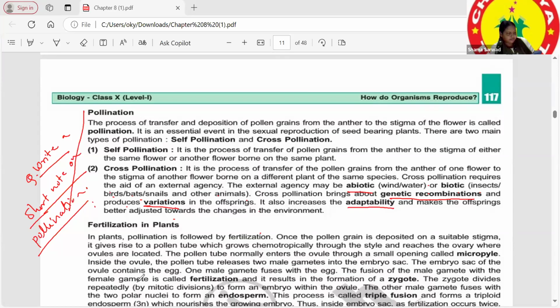Difference between self-pollination and cross-pollination, I also have something. Go through it once. Okay. If possible, write it down.